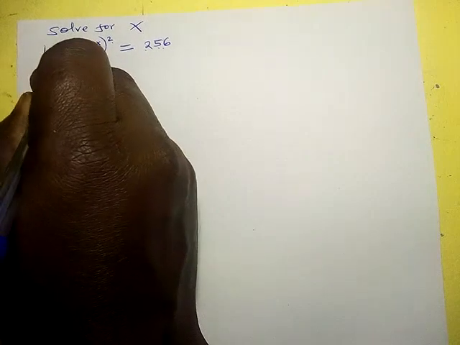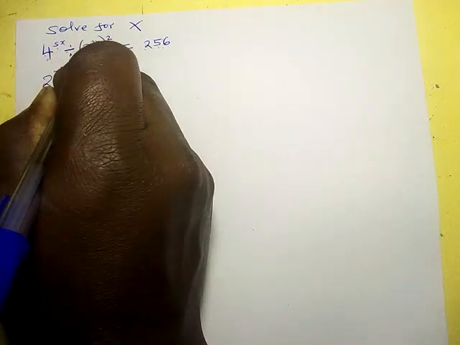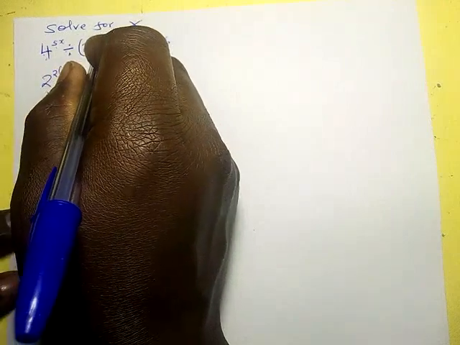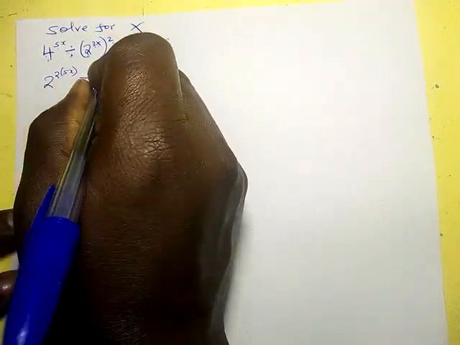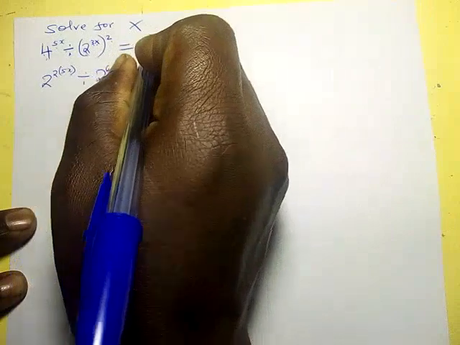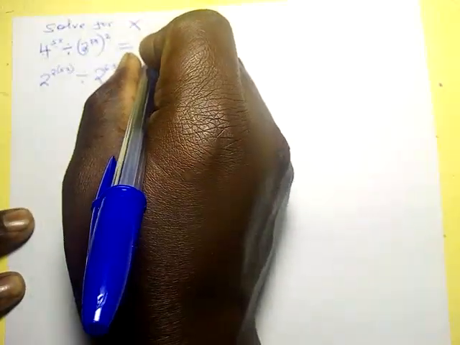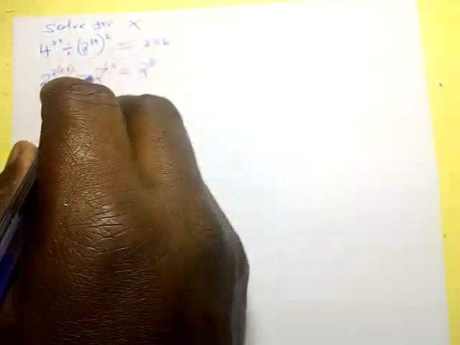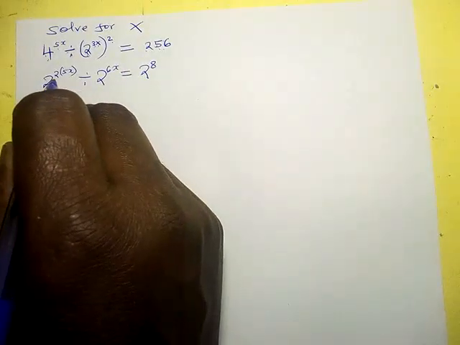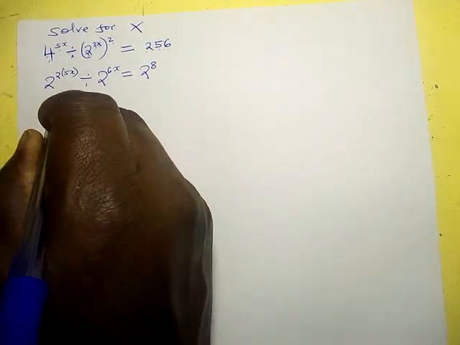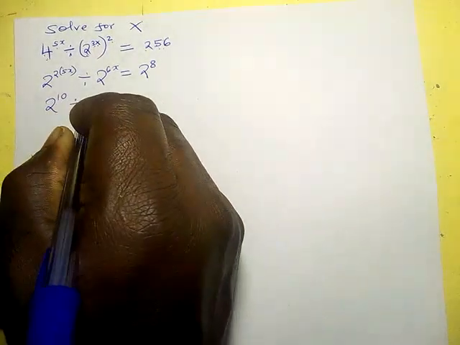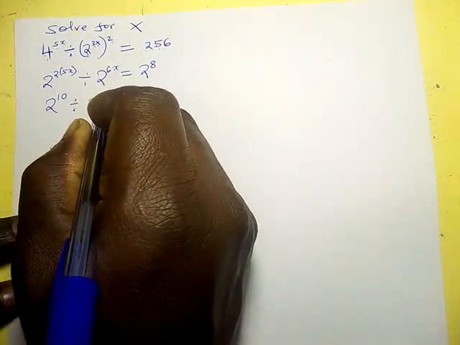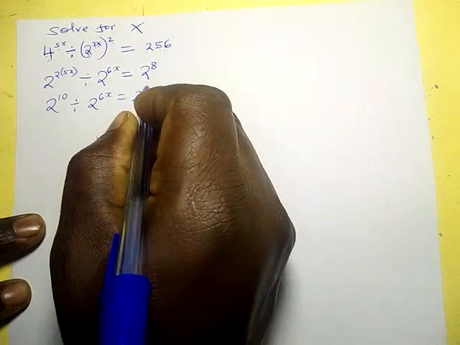So 2 raised to power 2 times 5x, that is 10x, divided by 2 raised to power 3x in bracket raised to power 2. We can remove this bracket. We multiply, that is 6x. And 256 is equal to 2 raised to power 8. The next one is that this is 2 raised to power 10x divided by 2 raised to power 6x equal to 2 raised to power 8.